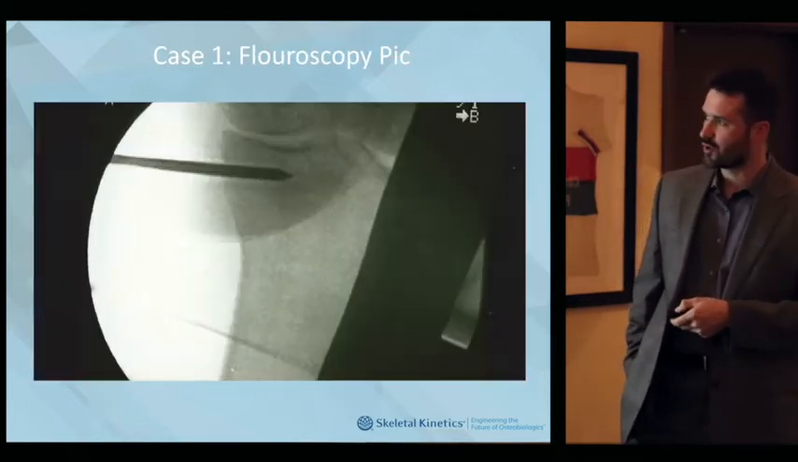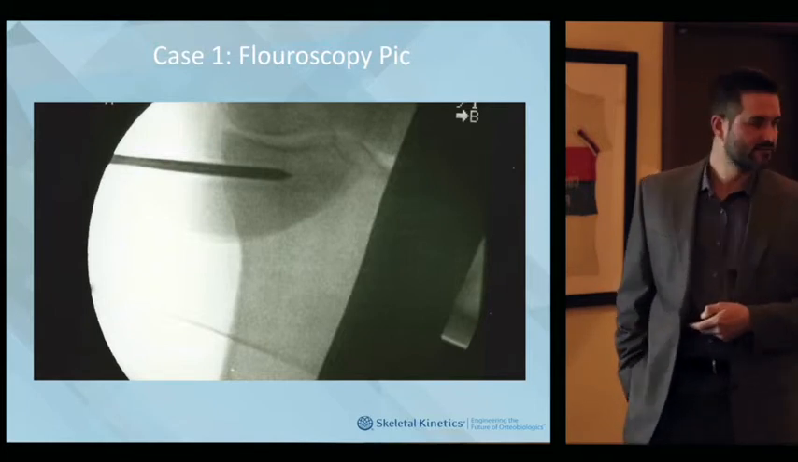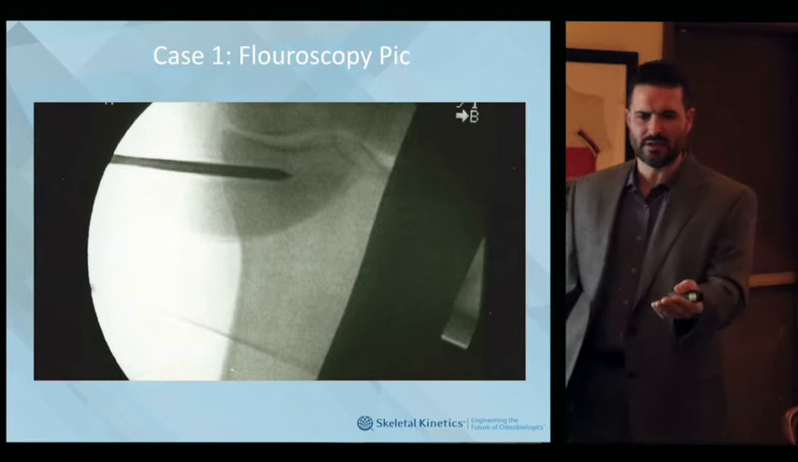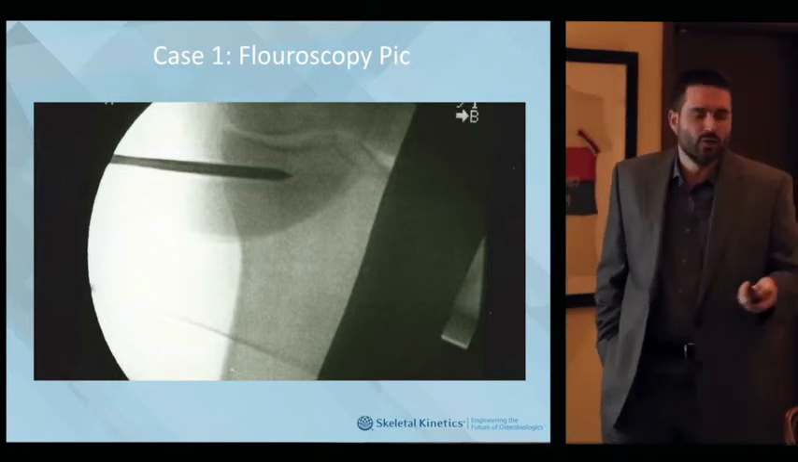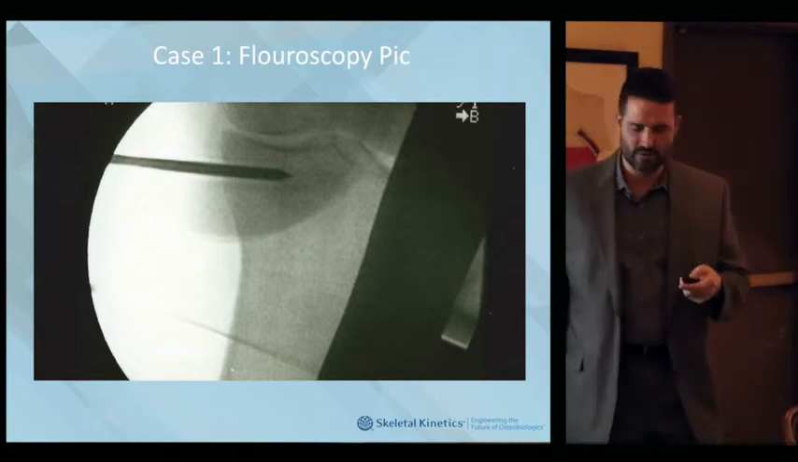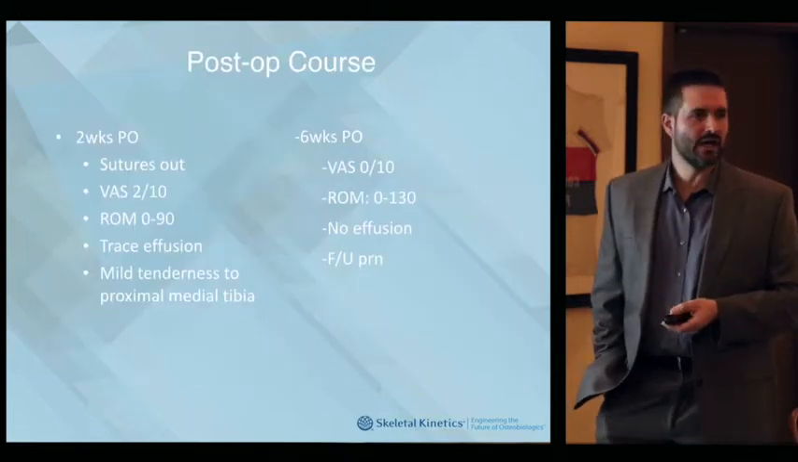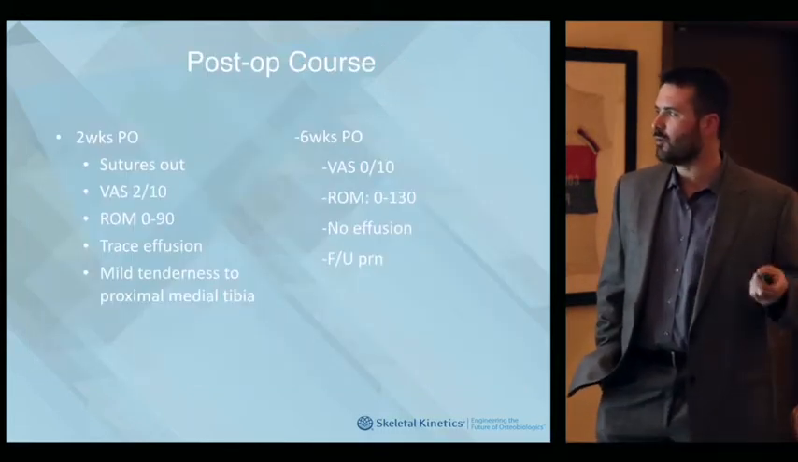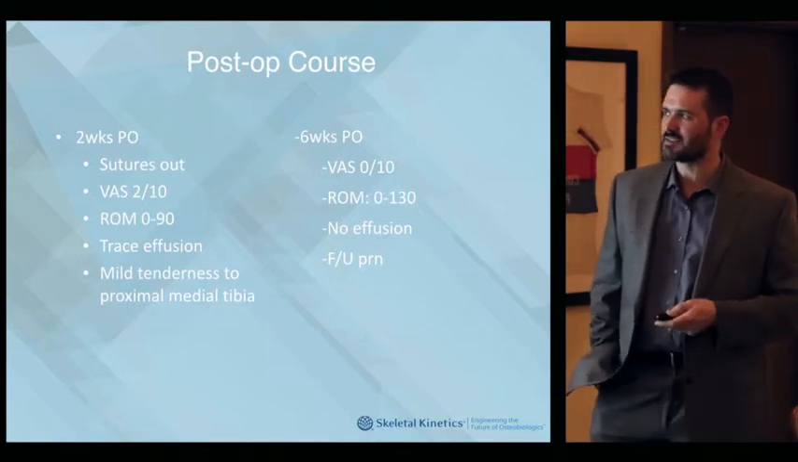But this is the trocar being introduced on the medial side and just injecting it. So I'll check an AP and a lateral, obviously, make sure I'm matching my MRI. And if you look at your own MRIs, it's easy to do. But I let them weight bear right away. Sutures out. Pain's better immediately. Generally no swelling after about 6 weeks.